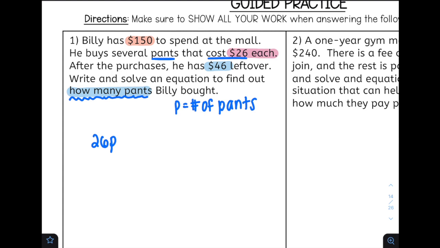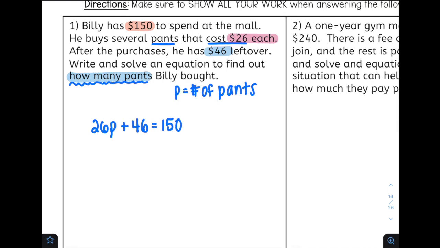So in this case, this equation can actually be written in different ways. If I know I have whatever I spent plus whatever is left over, my $46, that has to equal the total amount that Billy can spend, which is going to be $150. I've had students in the past set it up as I start with $150, subtract the cost of the pants, so $26 for every pant that I buy, and that's going to leave me with $46. Either equation is correct, and either equation is going to give you the same answer.